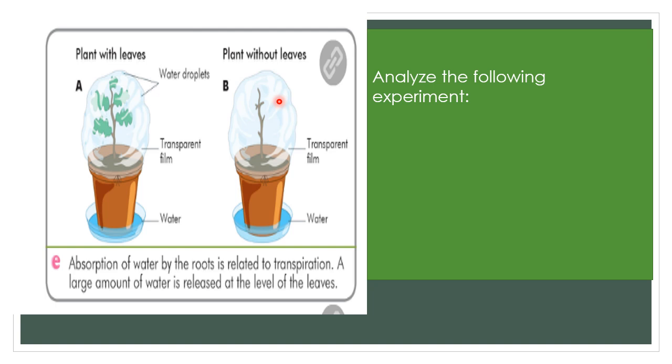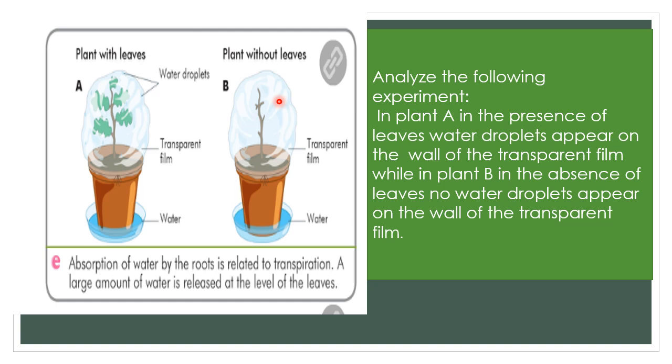I want you to analyze the following experiments. In plant A, in the presence of leaves, water droplets appear on the wall of the transparent film, while in plant B, no leaves, so no water droplets appear on the wall of the transparent film.